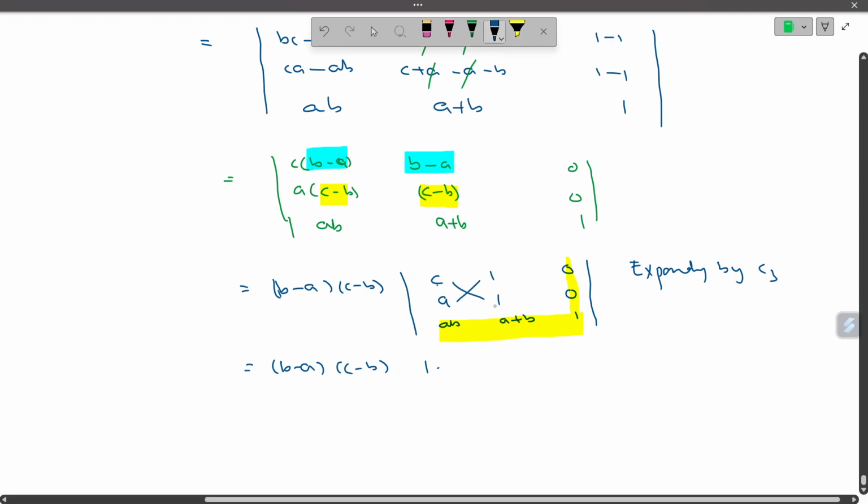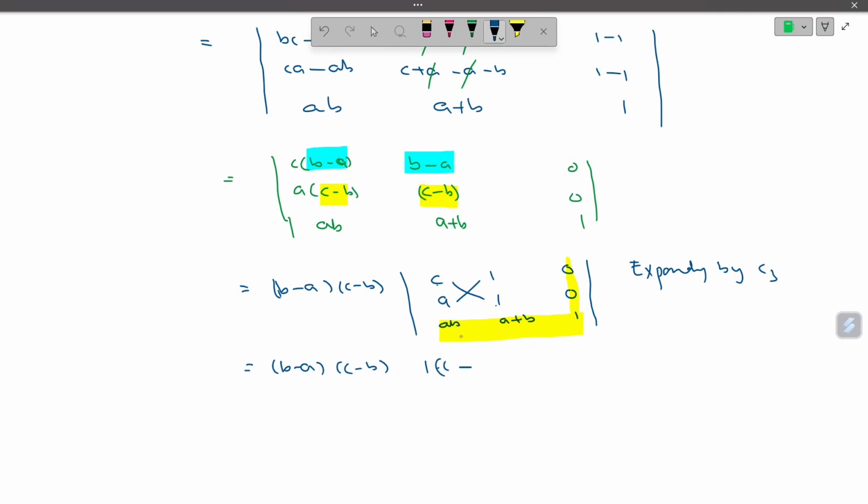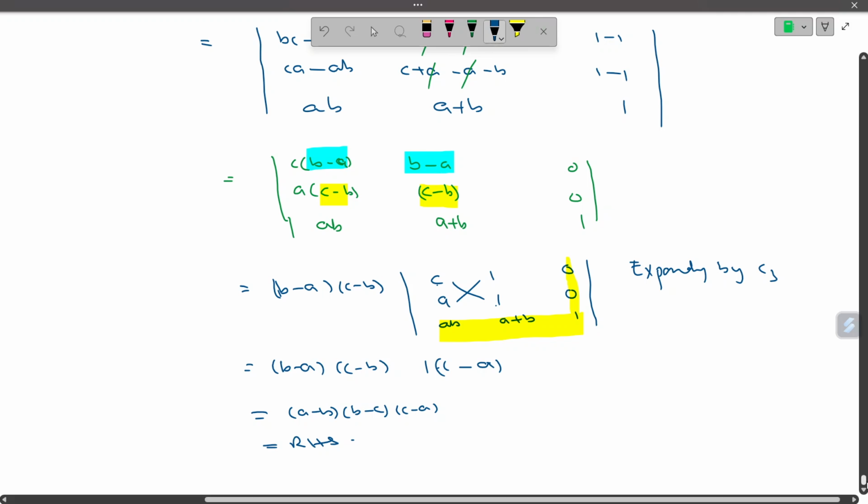This into this is C into 1 is C, minus C minus A into 1 is C minus A. So you see, if I take minus common, it will become A minus B. From here, if I take minus common, this becomes B minus C. Minus into minus is plus. So A minus B, B minus C, C minus A, which is our right hand side. That's it. Without expanding, we got the proof using the properties. And this appeared in the exam May 2022.